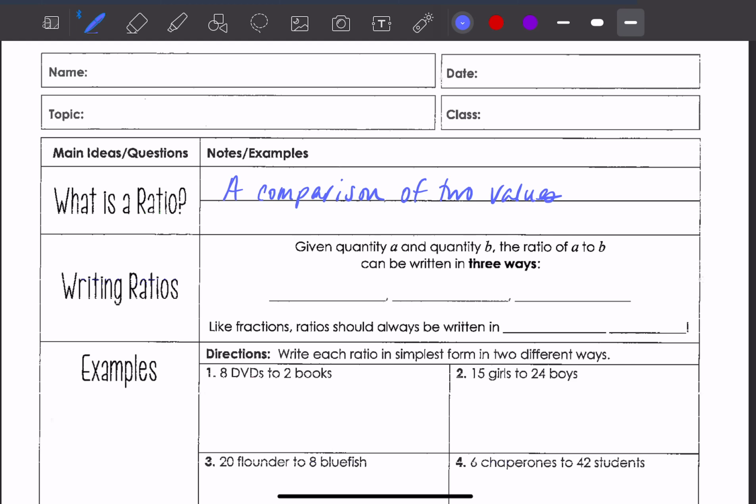Given quantity A and quantity B, the ratio of A to B can be written in three ways, and we're going to go over those three ways. One way is using a colon between A and B, so that means the ratio of A to B. The other is to actually use the word to, A to B, and the other way is to write A over B as a fraction. And like fractions, ratios should always be written in simplest form, and that was what we just reviewed.